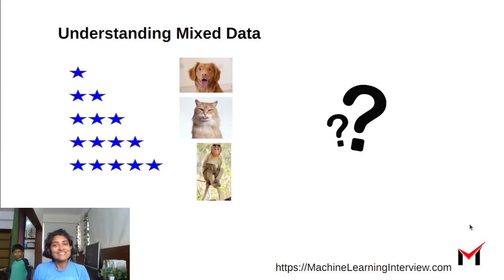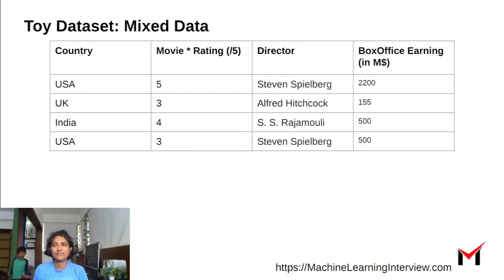Understanding mixed data. So what is mixed data? Let's see. Mixed data is basically if you have a data set where each feature is a different data type. For example, if you look at this toy data set, you have features that are categorical, ordinal and numeric, right?